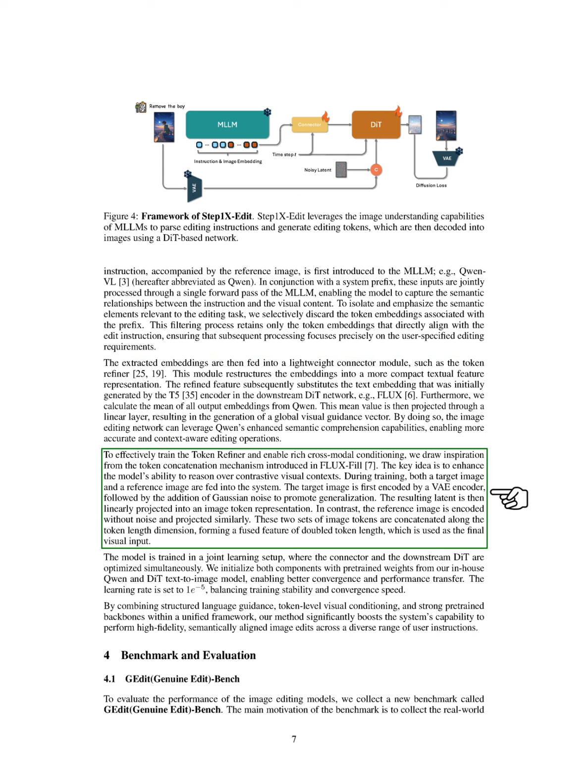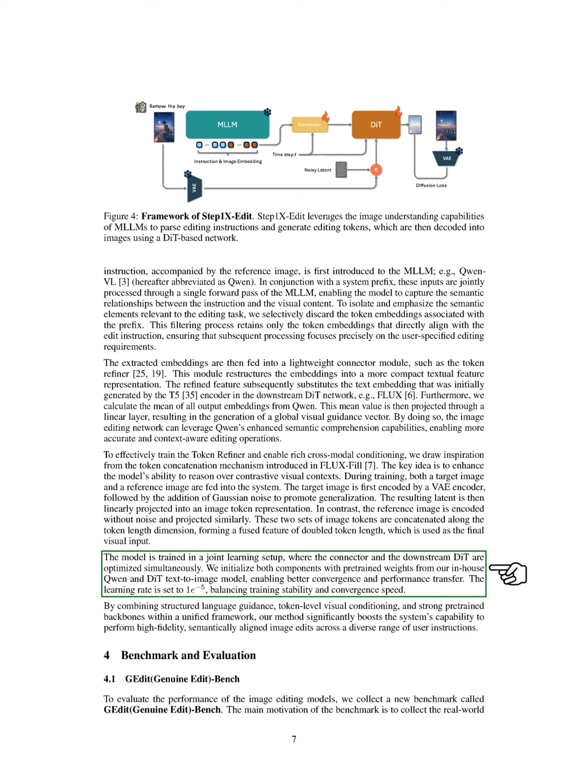To train the token refiner effectively and support rich cross-modal conditioning, we adopt a token concatenation approach inspired by FluxFill. This involves feeding both a target image and a reference image into the system. The target image is encoded with added Gaussian noise to enhance generalization, while the reference image is encoded without noise. We concatenate the resulting image tokens, creating a fused feature that doubles the token length for the final visual input. We train the connector and the DiT together, initializing both with pre-trained weights from our Qwen and DiT models to improve convergence and performance. We set the learning rate to a small value to ensure stability and speed in training.